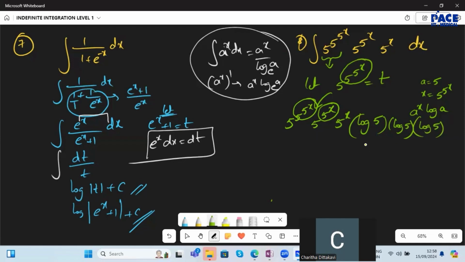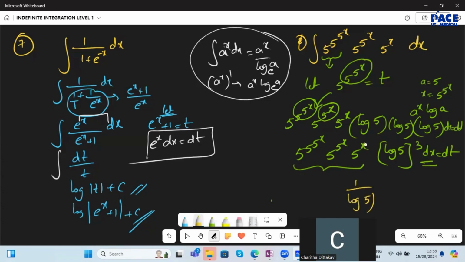So finally, what did we end up with? This is nothing but 5 to the power 5 to the power 5 to the power x, 5 to the power 5 to the power x, and 5 to the power x with log 5 to the whole cube dx equal to dt. Okay, now observe, the question turned out very simple. From here till here, dx is nothing but 1 by log 5 whole cube dt with an integral. That's it, finish, isn't it?